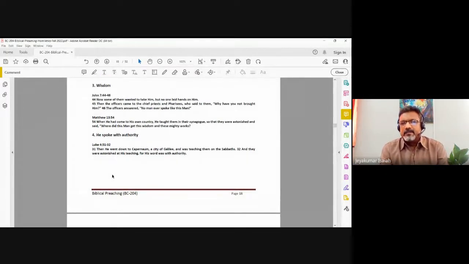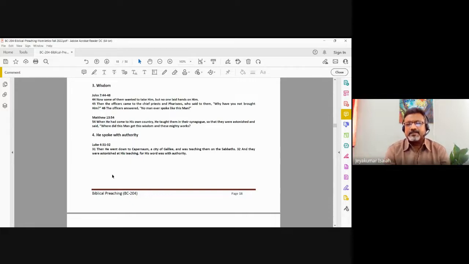The third thing. John chapter 7 again says, now some of them wanted to take him, but no one laid hands on him. He's talking about the officers, the security, the soldiers who were sent to arrest him. They wanted to, but they did not lay hands. Verse 45, then the officers came to the chief priests and Pharisees, who said to them, why have you not brought him? Verse 46, the officers answered, no one ever spoke like this man. Whatever he shared, they were astonished. They marveled at some of the things that he spoke. They were watching the exchange, the questions and the answers that he gave, and they said, no one ever spoke like this man.